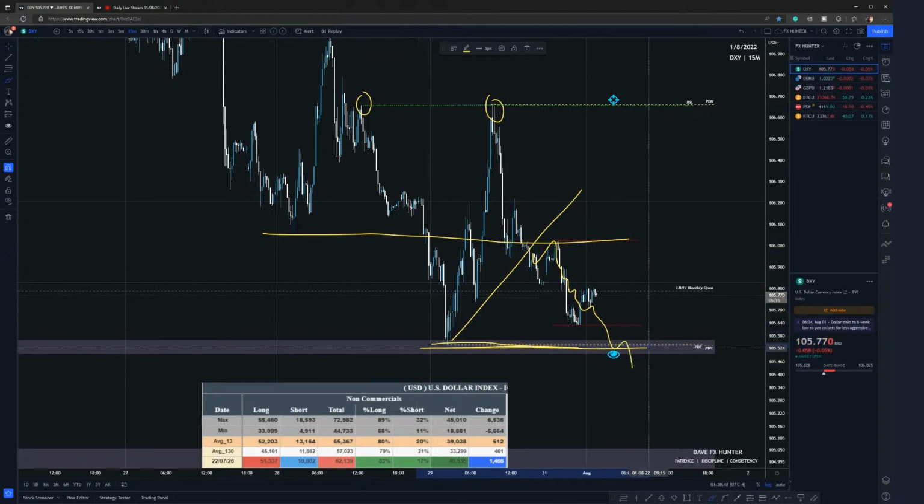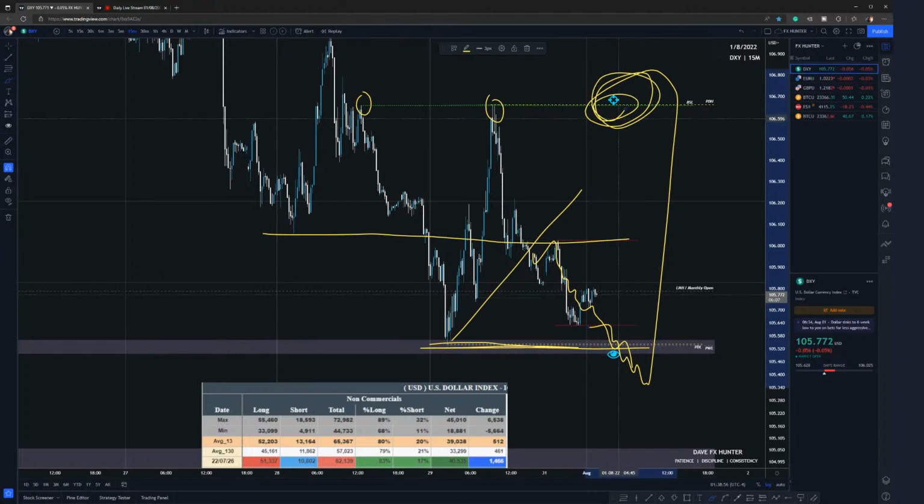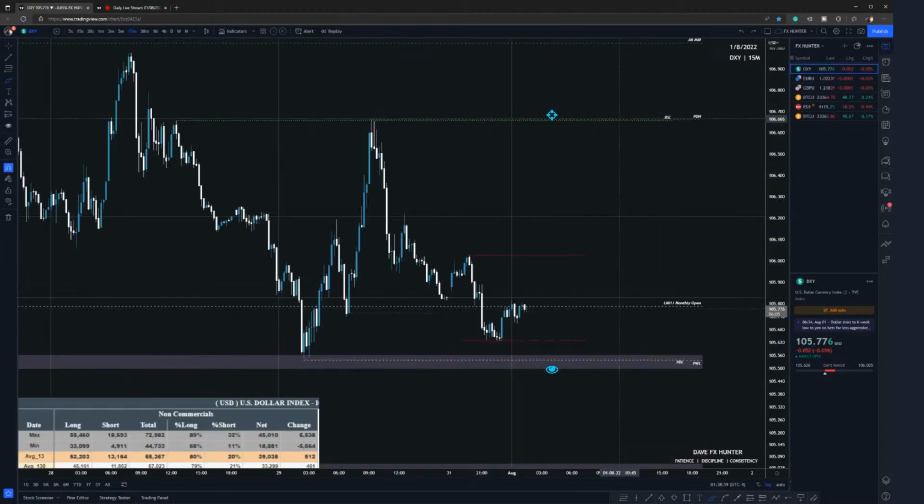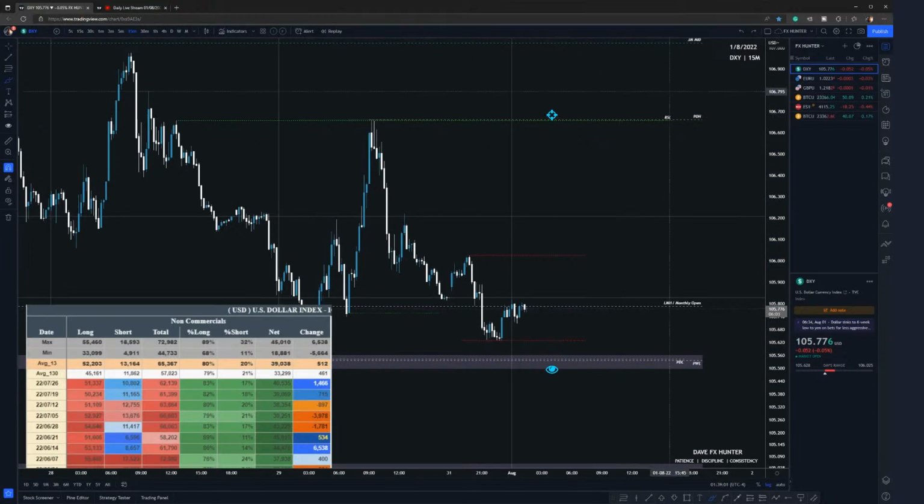After this level is broken, a lot of breakout traders will enter short, and where they will hide their stop losses is obviously somewhere around here, right? So that's why I want to go against the crowd.